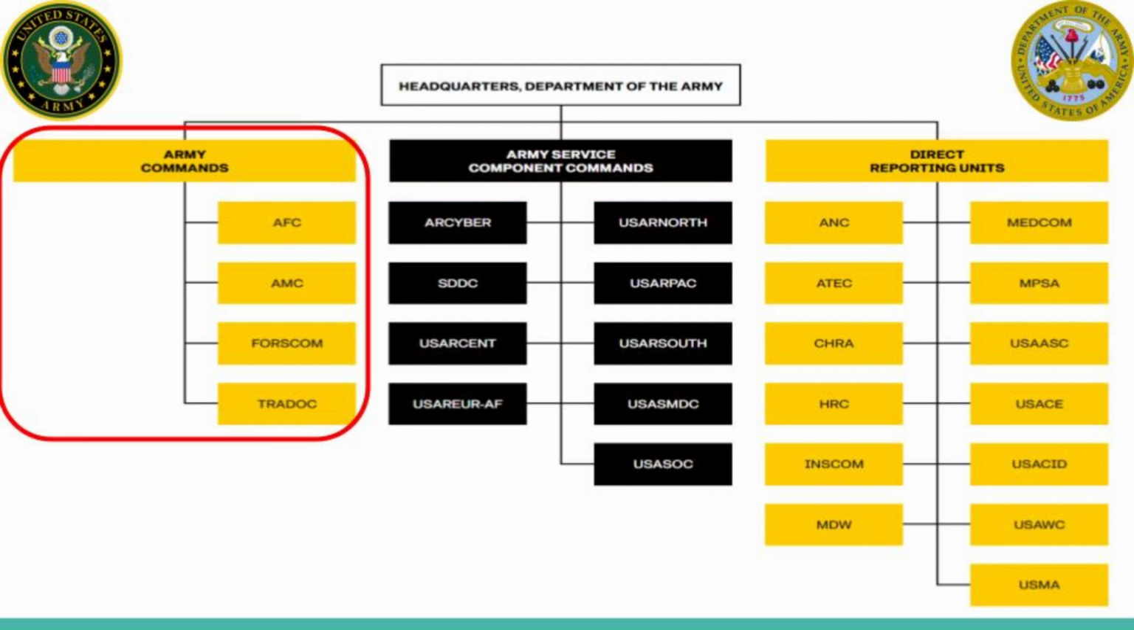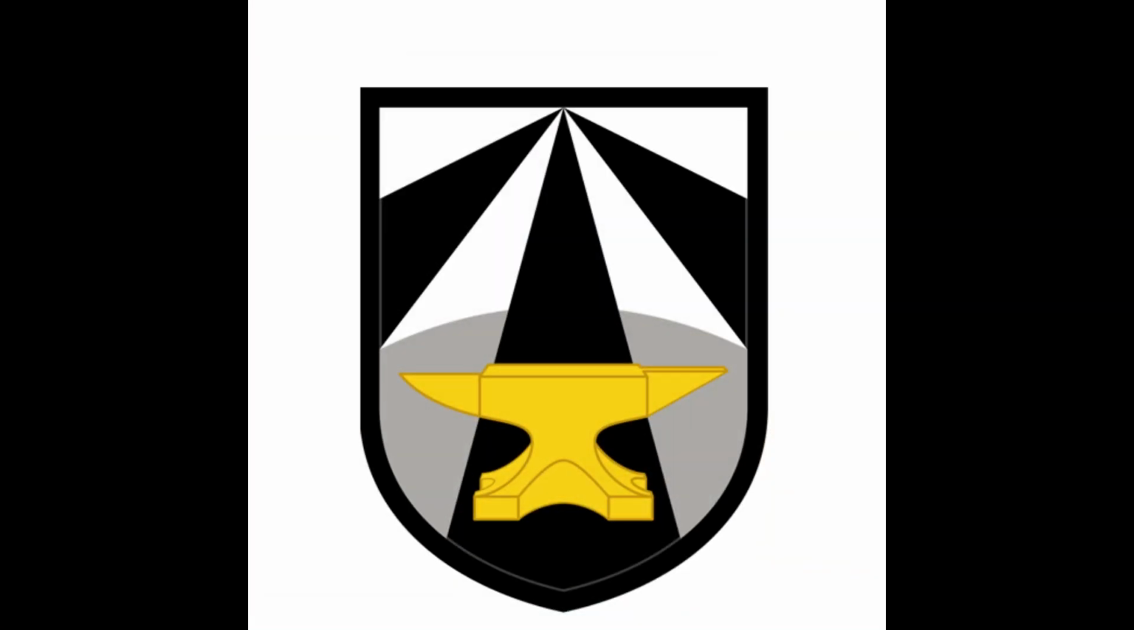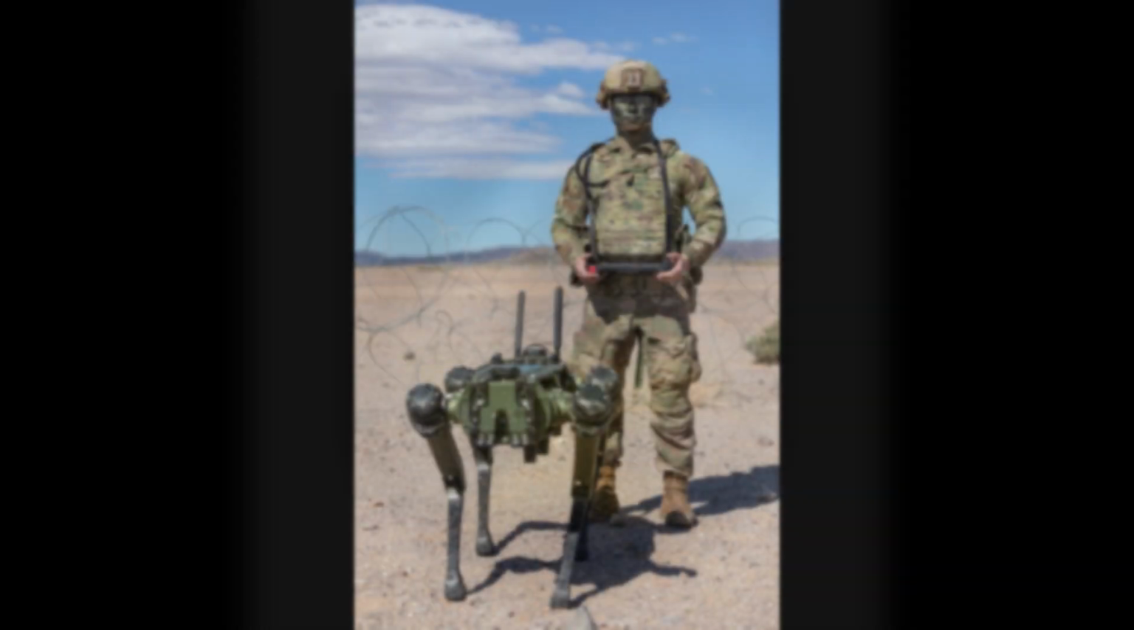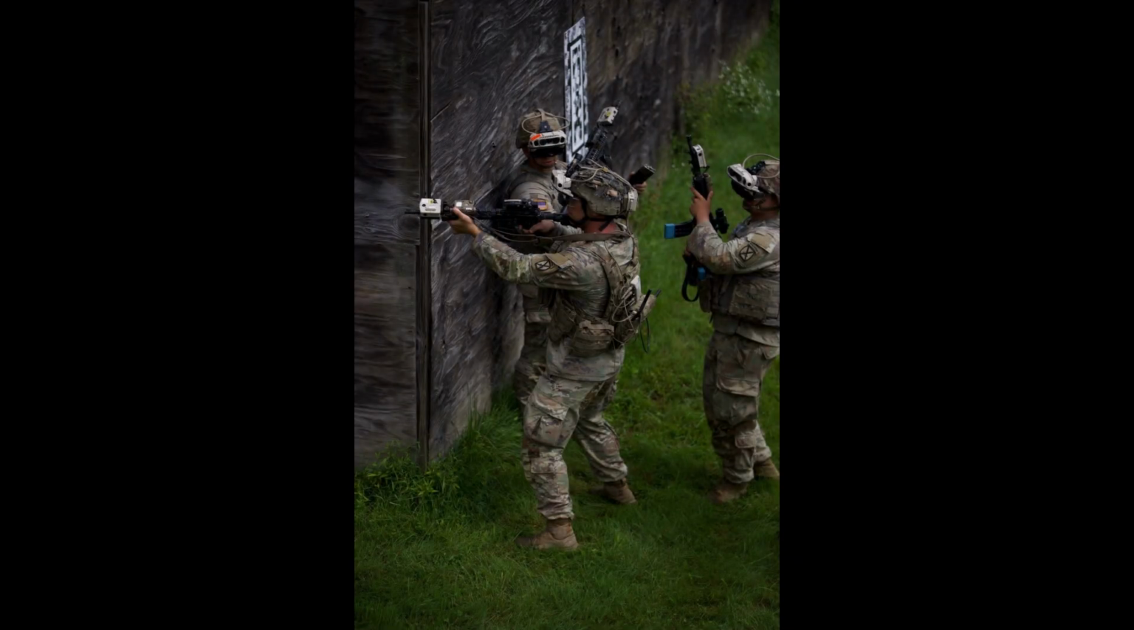Starting off with Army Commands, we have the Army Futures Command, or AFC, headquartered out of Austin, Texas. AFC modernizes the Army for the future, integrates the future operational environment, develops and delivers future force requirements, designs future force organizations, and delivers materiel capabilities. Their focuses are on long-range precision fires, next-generation combat vehicle, future vertical lift, air and missile defense, network and lethality.